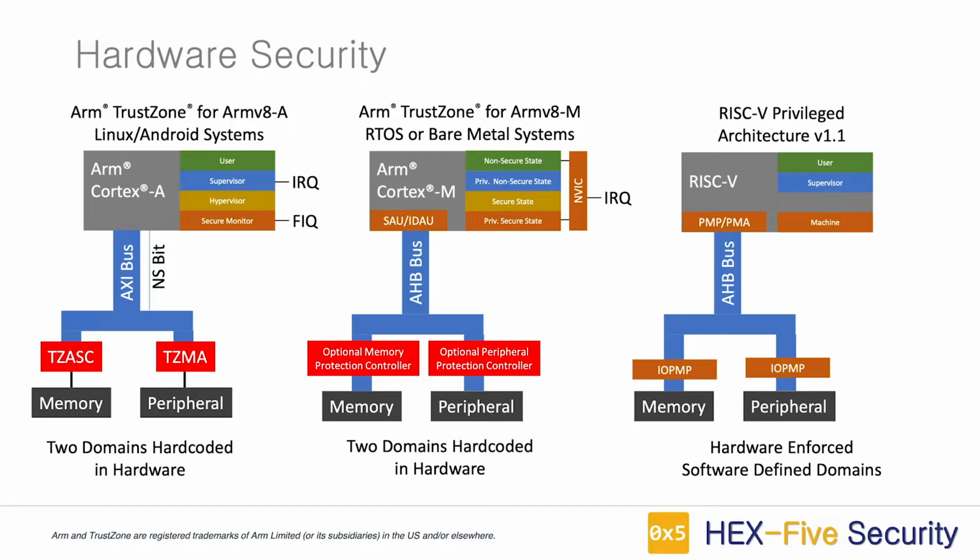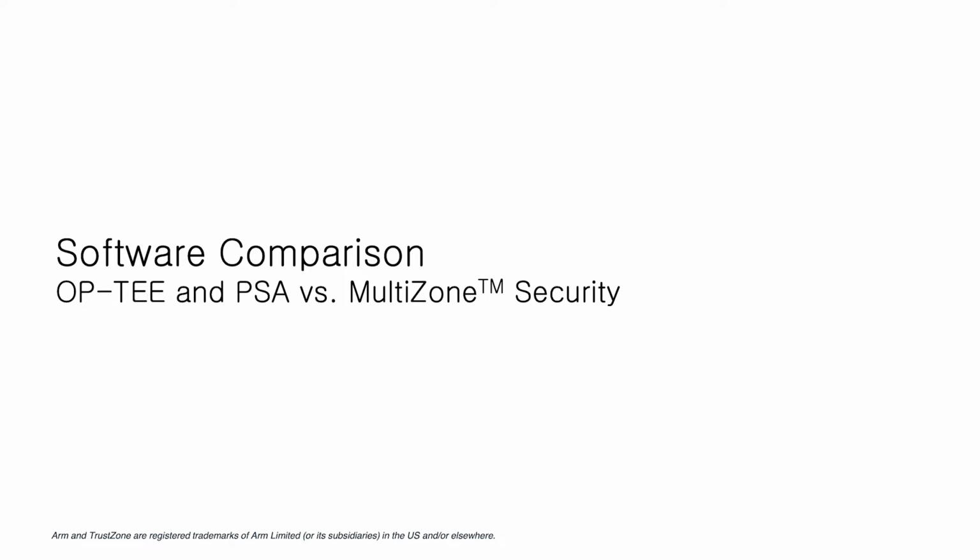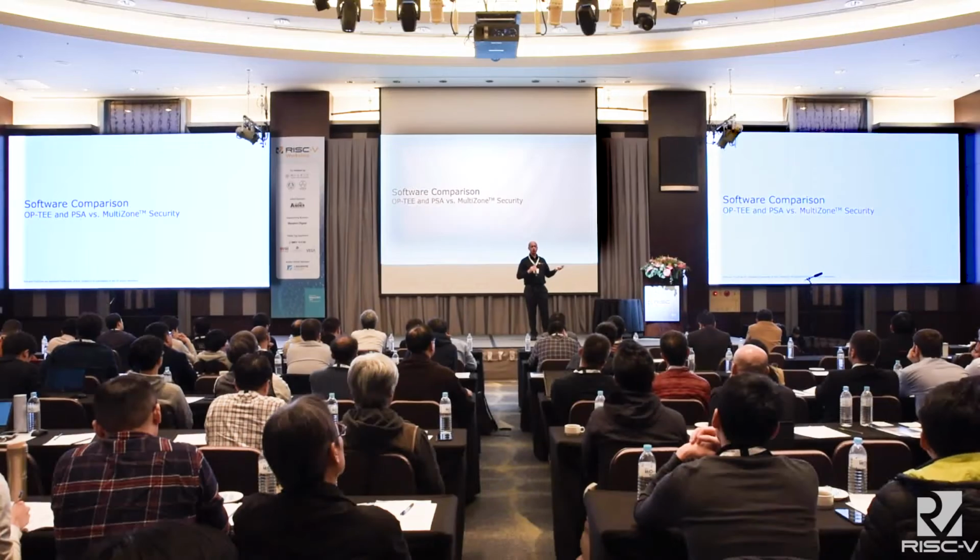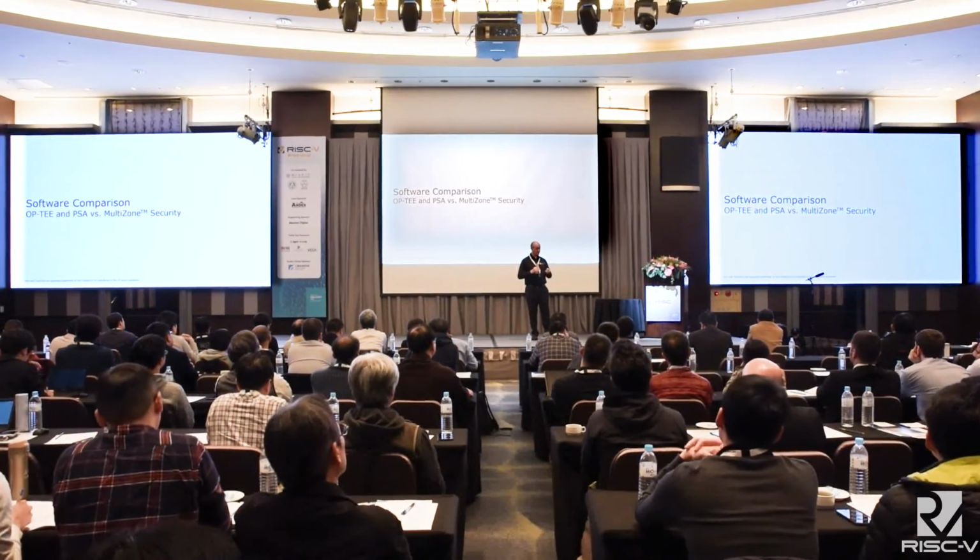So let's talk about software. TrustZone isn't software, but software is actually where the rubber meets the road here. For TrustZone, there are various software implementations. OP-TEE is probably one of the best known ones for TrustZone-A, and then there's the PSA, the Platform Security Architecture, which is used for TrustZone-M. And we have MultiZone Security, which is my company's product on top of RISC-V.